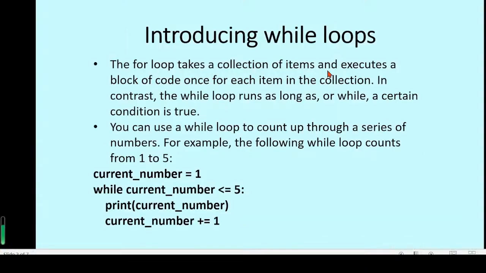The for loop takes a collection of items and executes a block of code once for each item in the collection. In contrast, the while loop runs as long as, or while, a certain condition is true. You can use a while loop to count up through a series of numbers. For example, the following while loop counts from 1 to 5. We set current number to 1 initially. Then we do a while loop, check if current number is less than or equal to 5, then print this current number. Then inside this while loop, we also increase current number by 1. Then it will go back and check again if this condition is still true, and so on.